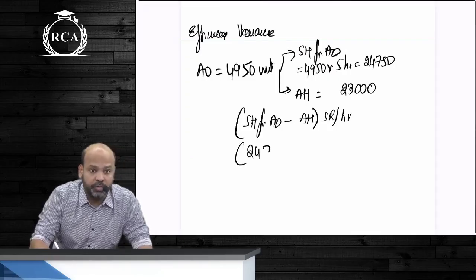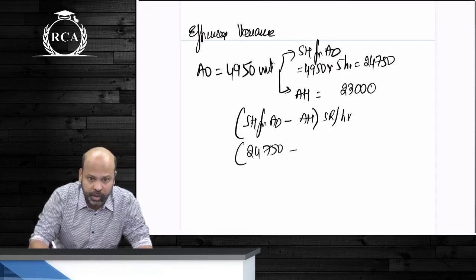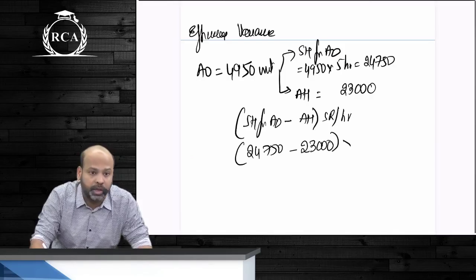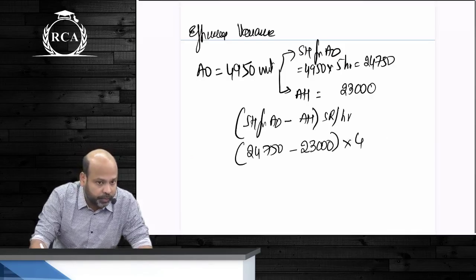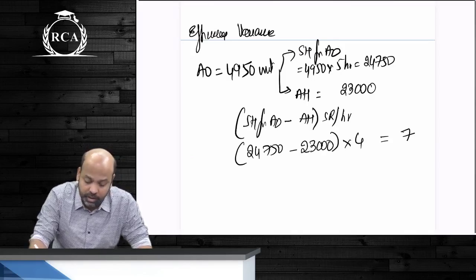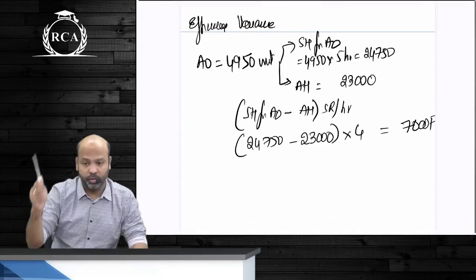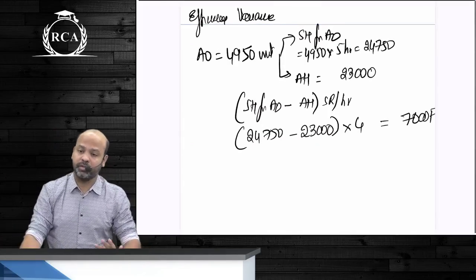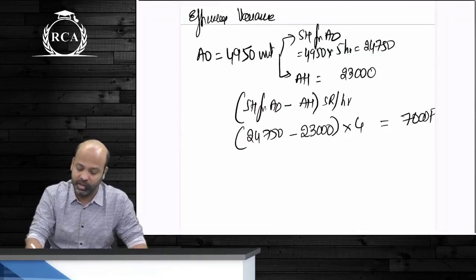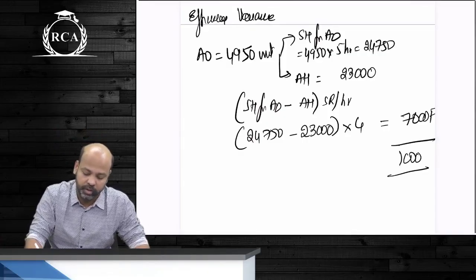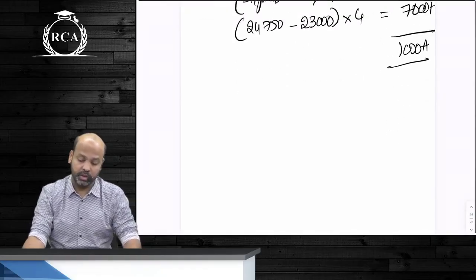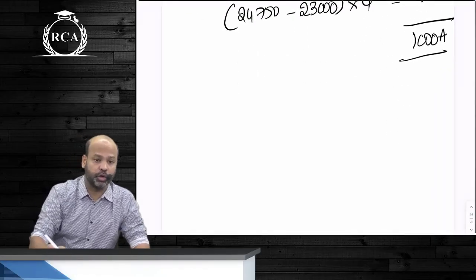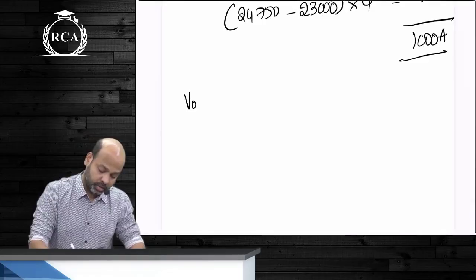So that will be 24,750 minus 23,000 into the rate per hour, which is 7,000 favorable. It is a positive answer. 4,000 adverse, 8,000 adverse plus 7,000 favorable. Overall variance is 1,000 adverse. How do you compute your overall volume variance?